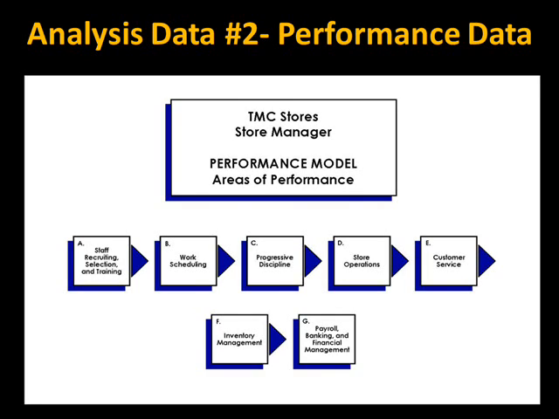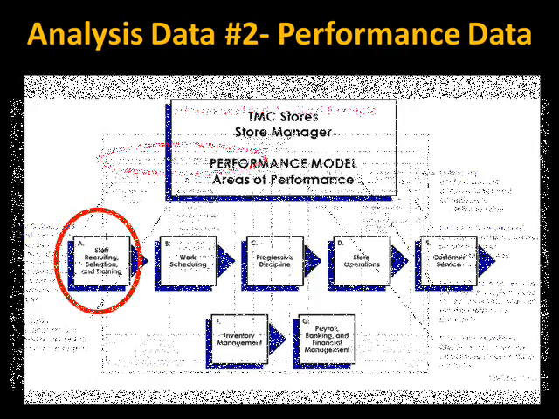as we analyze deeper. So in this example, there's staff recruiting, selection, and training of a TMC store manager. Then there's work scheduling. Then there's progressive discipline and store operations, etc., etc. These are the various elements that their job contains. Remember this staff recruiting selection, A out of the A through G elements of areas of performance.